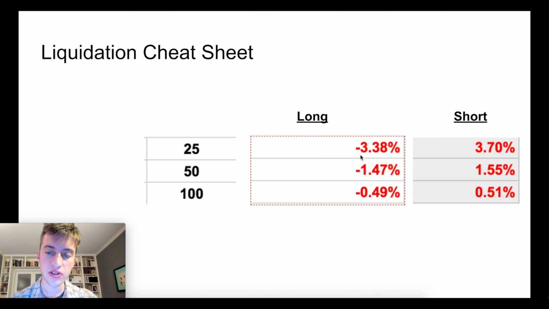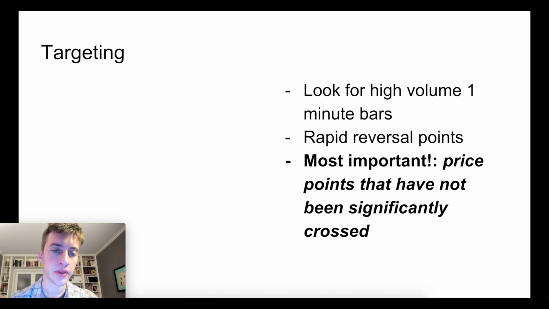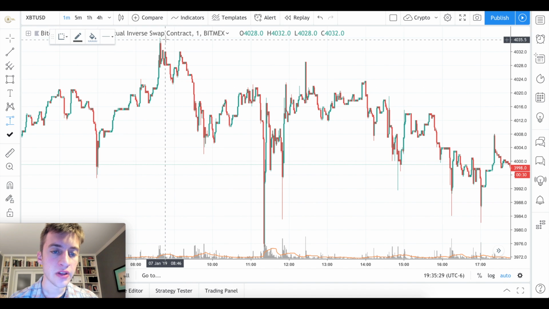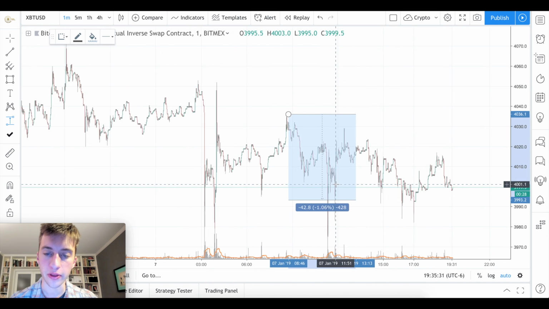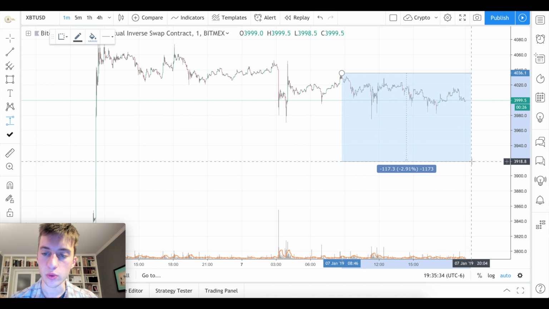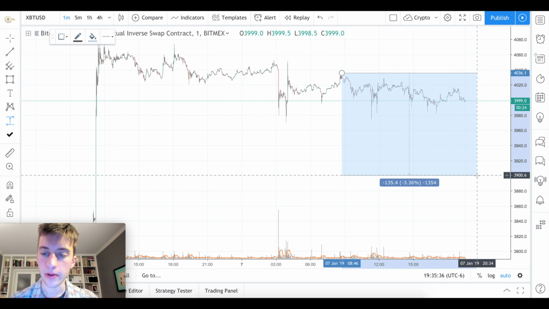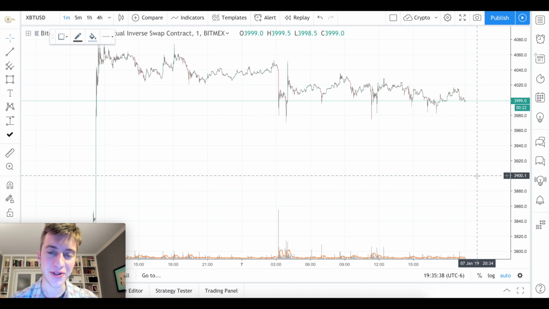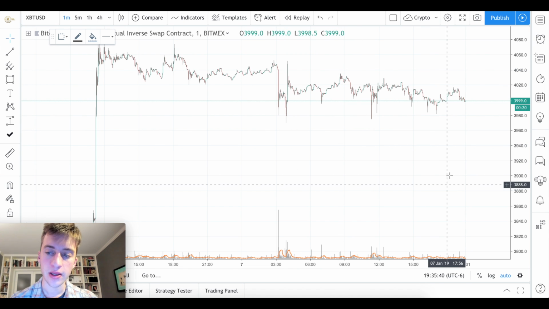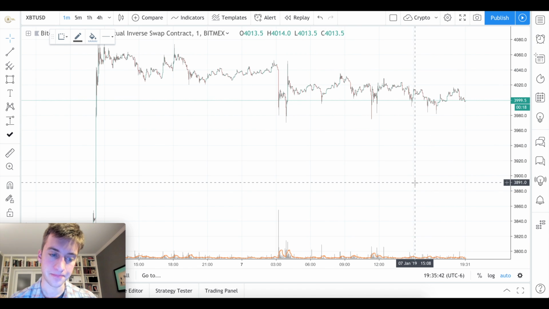Well, minus 3.38% if they had longed. So we can do the very top here, down 3.38. That is, okay, that's low. Right there. So about 3,900. If anyone had bought that top, around 3,900 is where they would be liquidated.